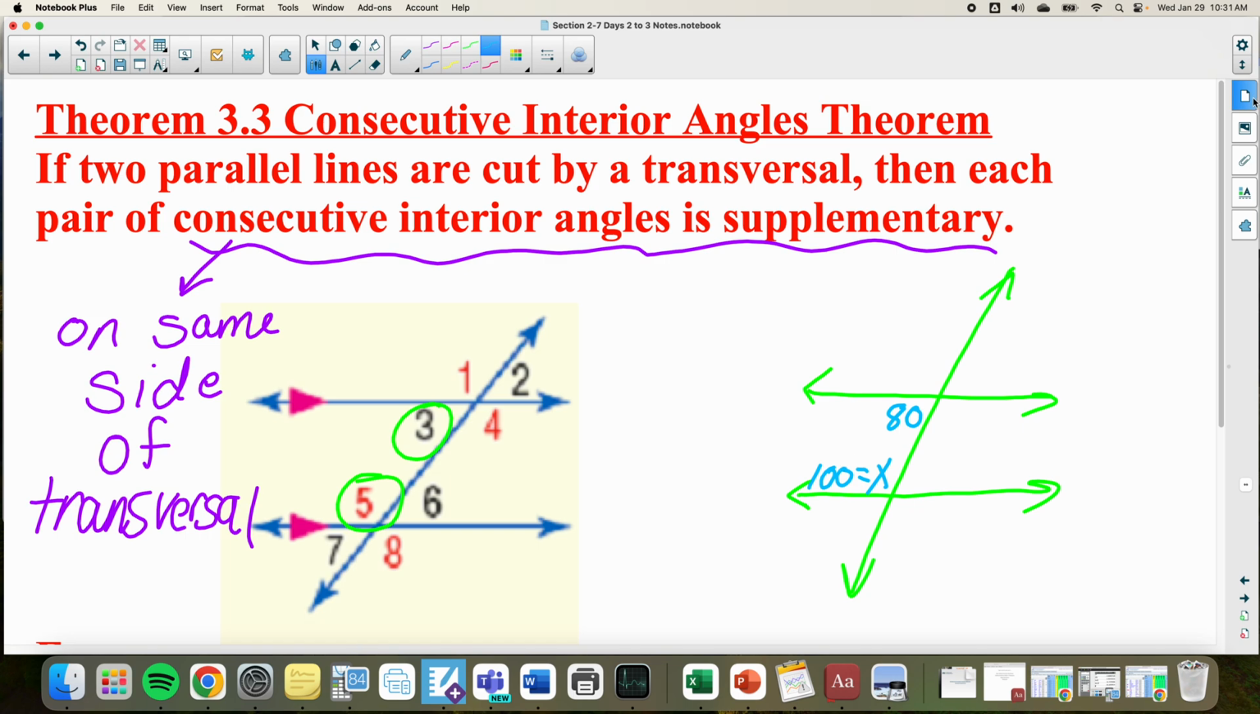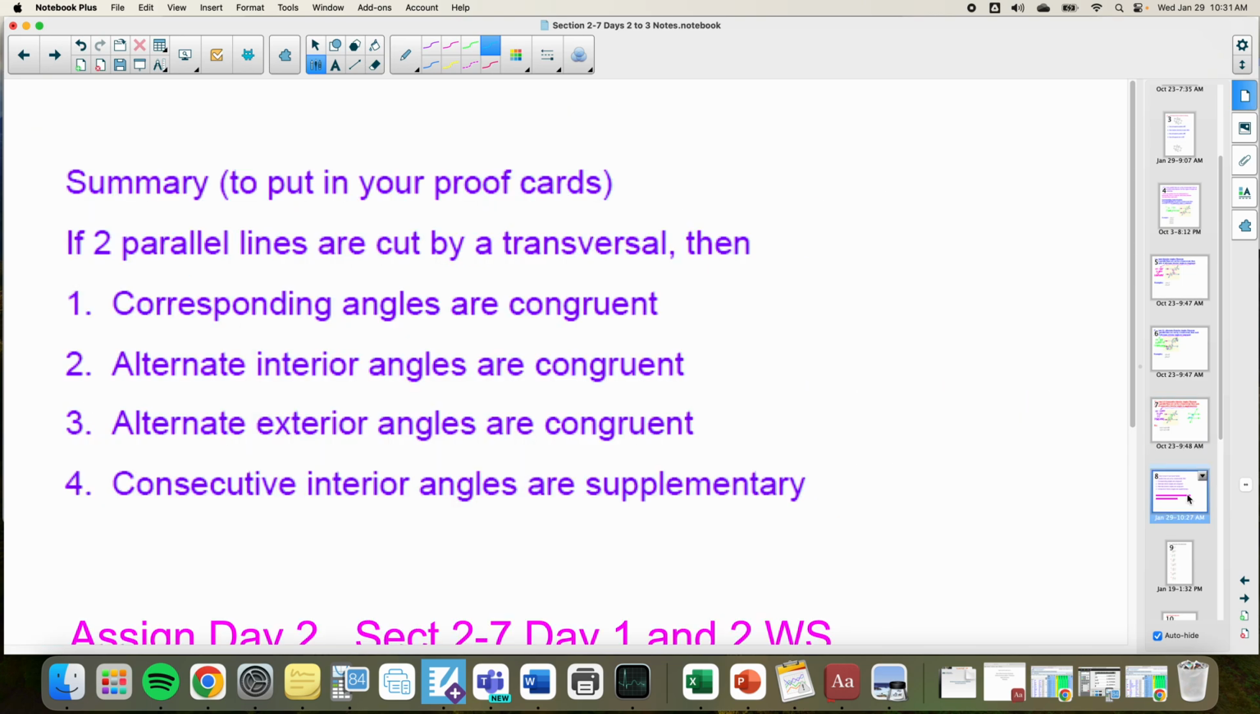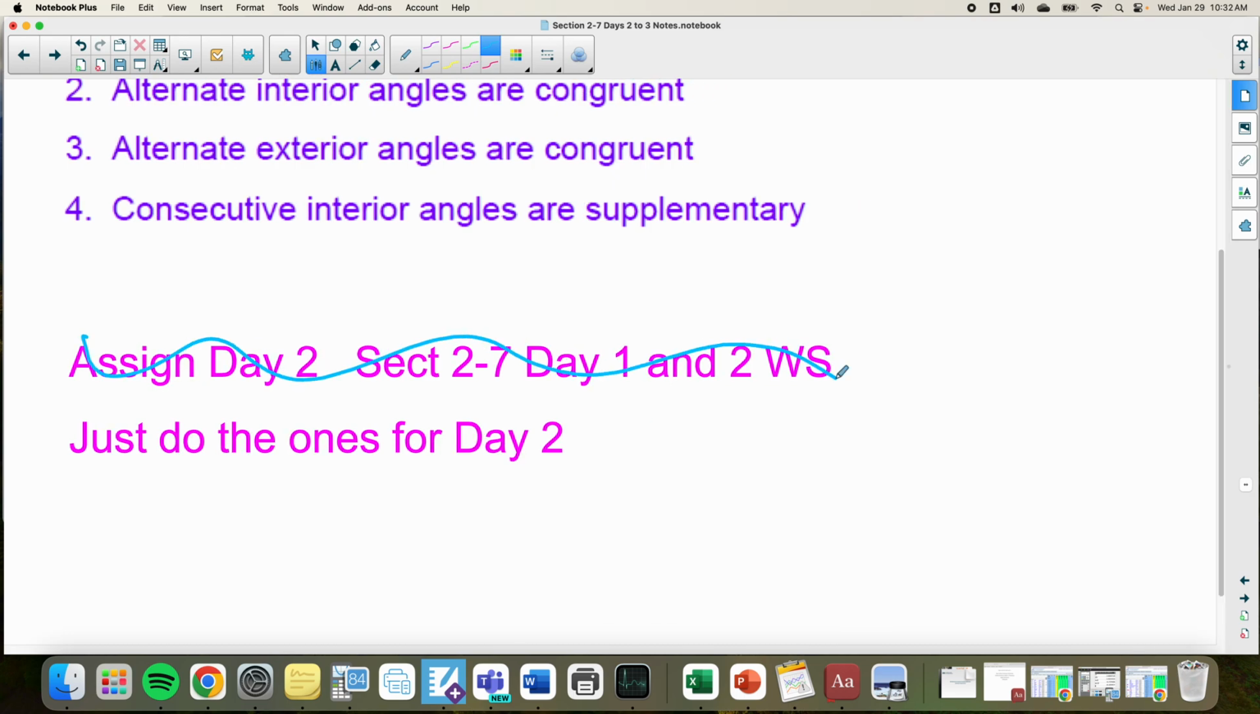Okay? All right. So now let's go here. This is the part I just showed you. Okay? And this talks about corresponding angles being congruent, alternate interior angles are congruent, alternate exterior are congruent, and consecutive interior are supplementary. And we are ignoring this. You don't got that. It doesn't say that on there.